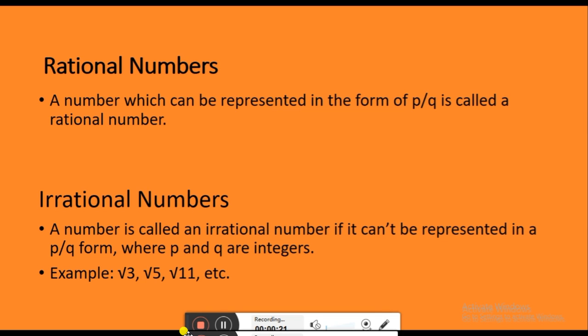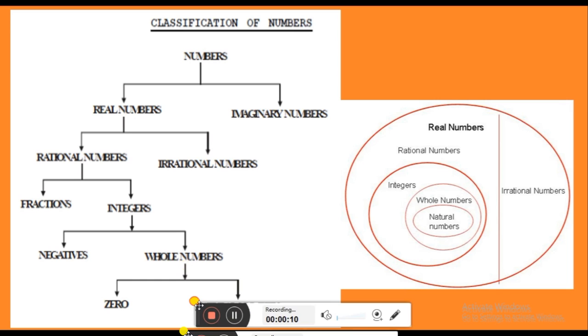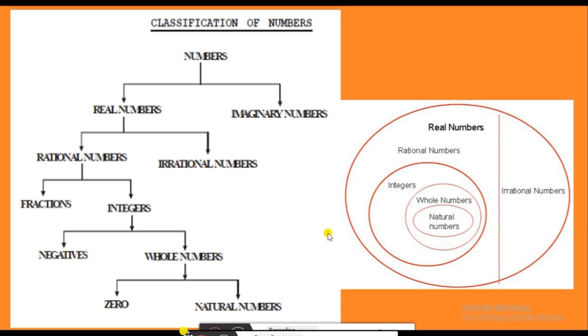Now we can also visualize the number system by starting from the top, that is, from the real numbers. Here in this diagram we can see the classification of numbers. See, the numbers are classified into two main groups. One is real numbers and another is imaginary numbers. Under real numbers we have rational numbers and irrational numbers. Under rational numbers we have fractions and integers.